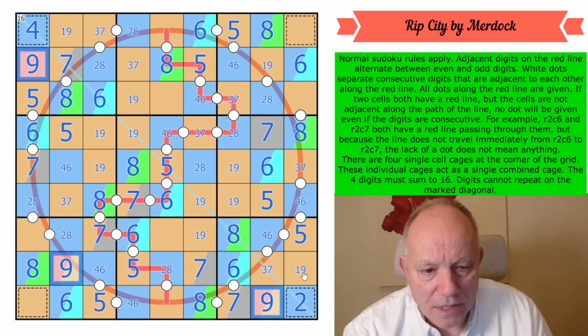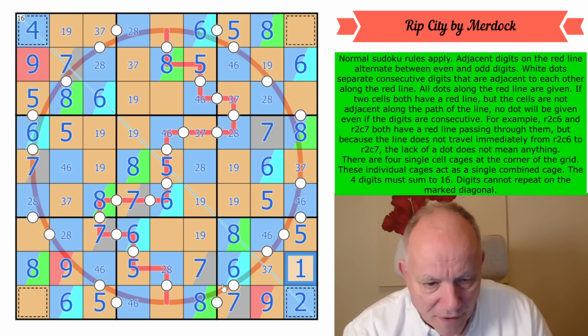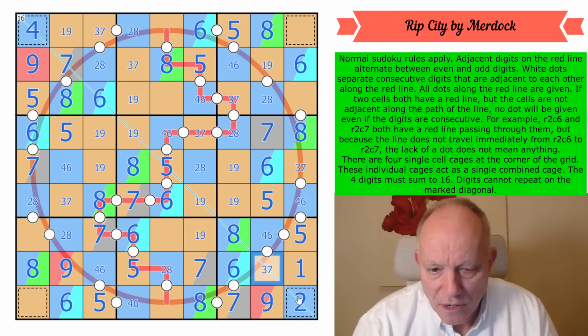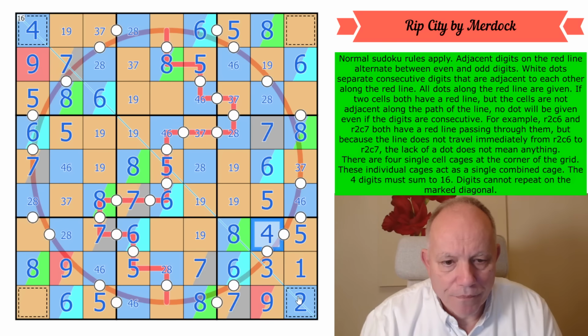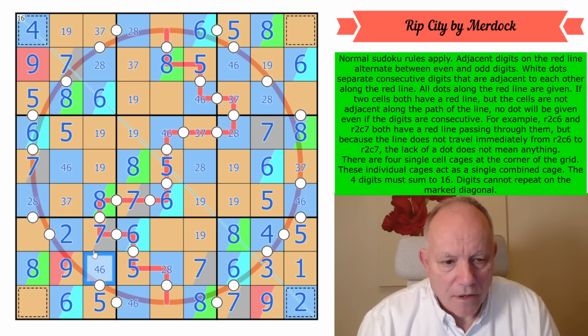Right. So that is going to equip me to put in some other numbers. We're going to get a 1 there. I mean, lots of other numbers, if I'm honest. 3 and 4. 2 here. That one is 4. This is 2. This is 4.